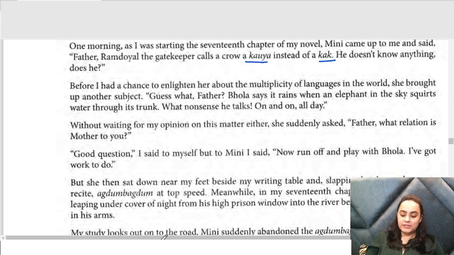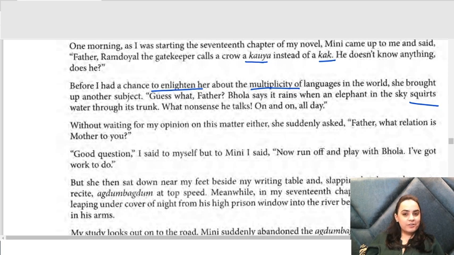Before I had a chance to enlighten her about the multiplicity of languages in the world, she brought up another subject. So the father says that before he could tell her about the multiple languages that exist in the world, she came up with a new topic of discussion. "Guess what, father? Bhola says it rains when an elephant in the sky squirts water through its trunk. What nonsense he talks. On and on all day."